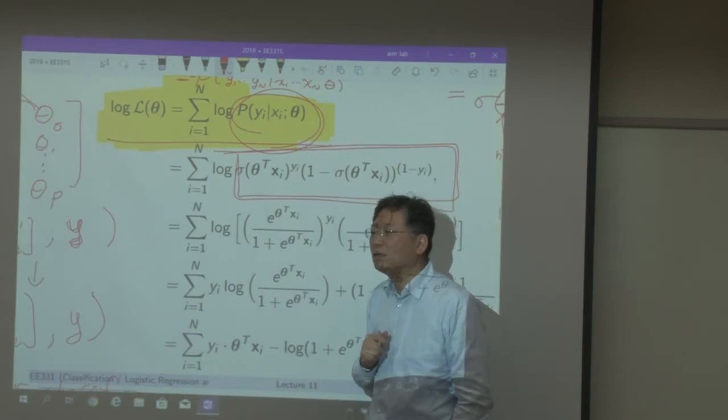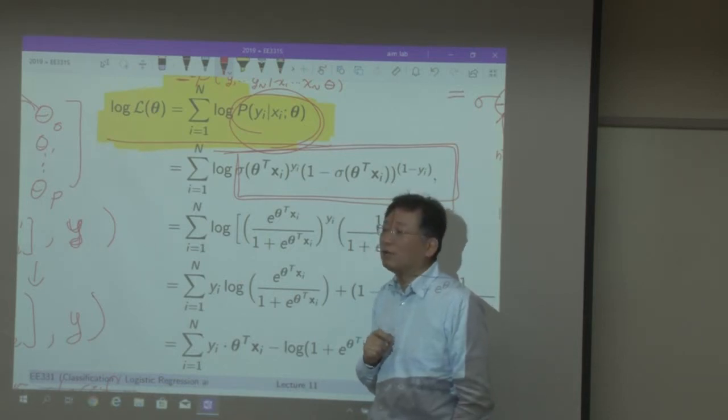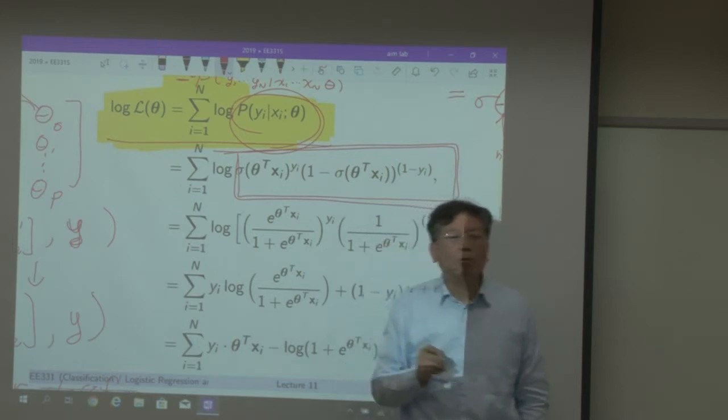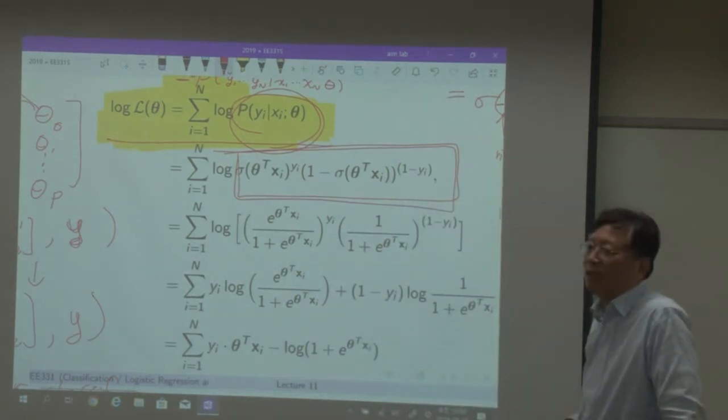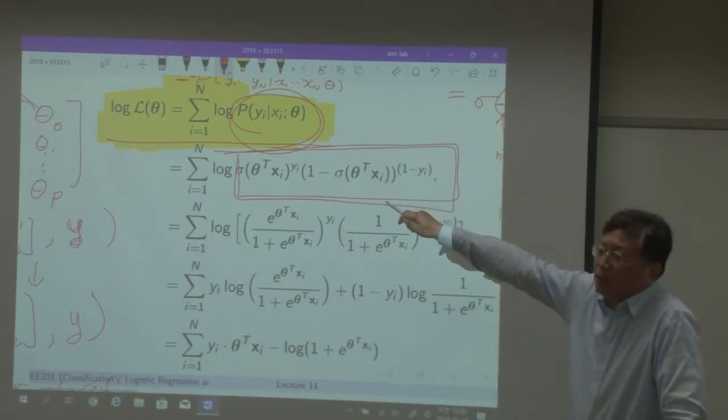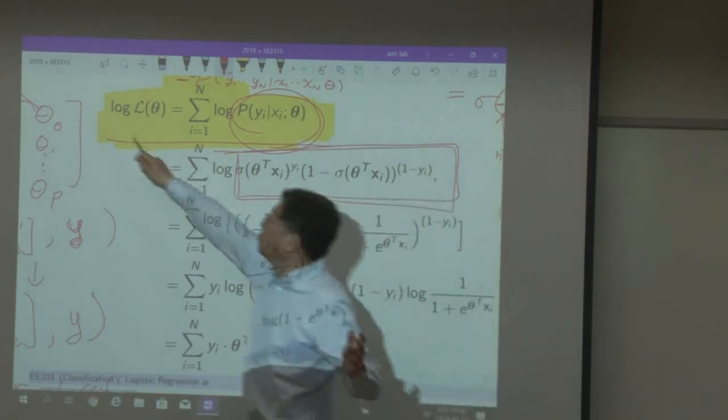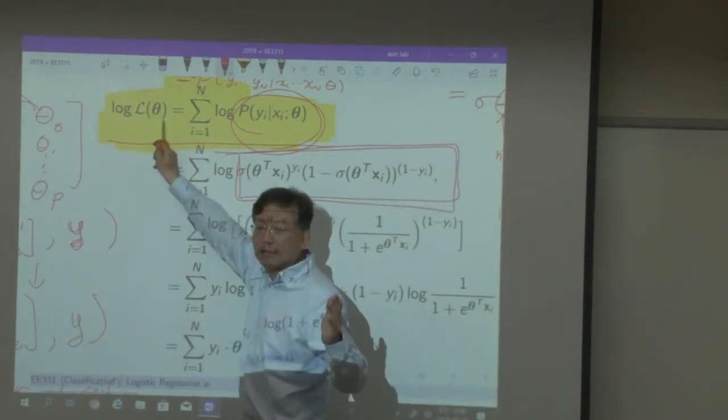Low value? You can get log value, but what am I getting at? Why do I write it this way? It's very general. What am I going to do later on? I'm going to define the log of likelihood.